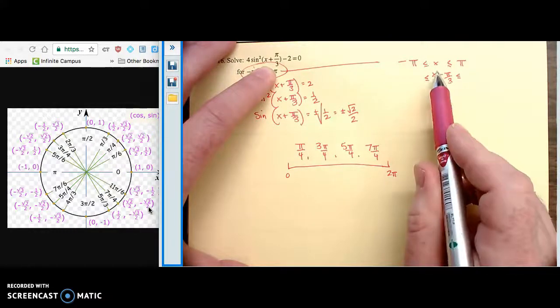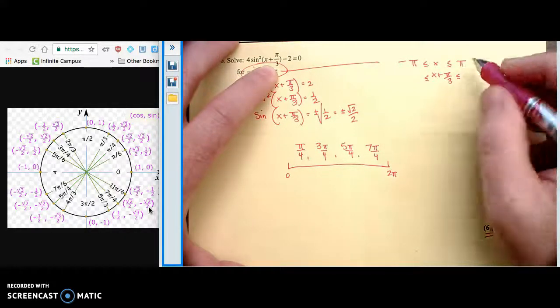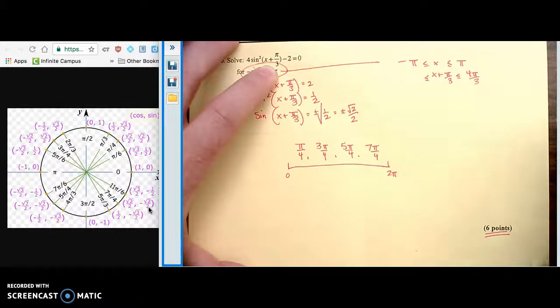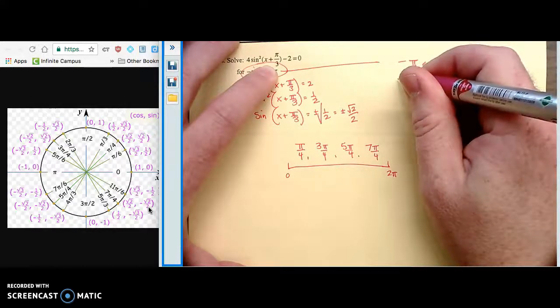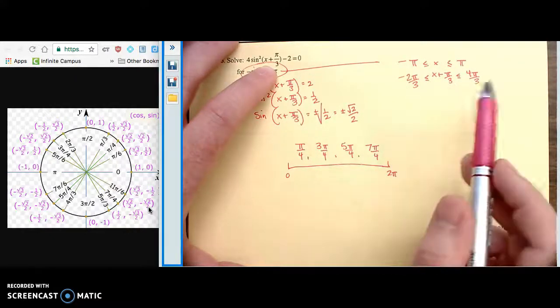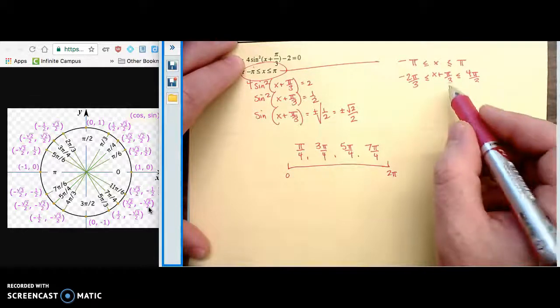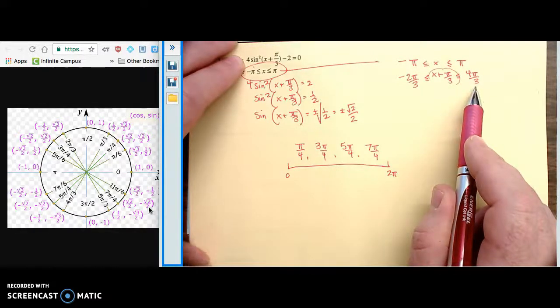Well, I just need to add pi over 3 to each one of these 3 terms in the inequality. Pi plus pi over 3 would end up giving me 4 pi over 3. Negative pi, going up by pi over 3, would give me negative 2 pi over 3. So when I'm going around trying to find solutions on the unit circle, I'm trying to find where the sine of this angle equals square root of 2 over 2. I don't have to go any further than 4 pi over 3.